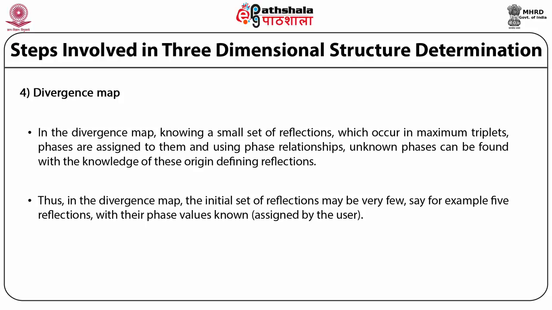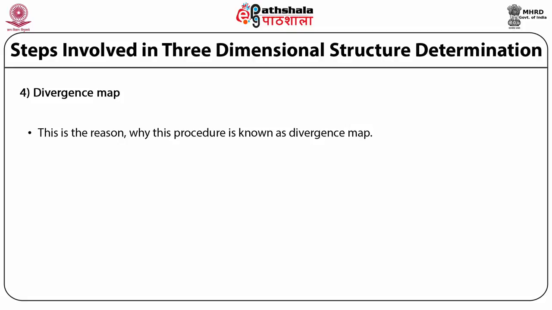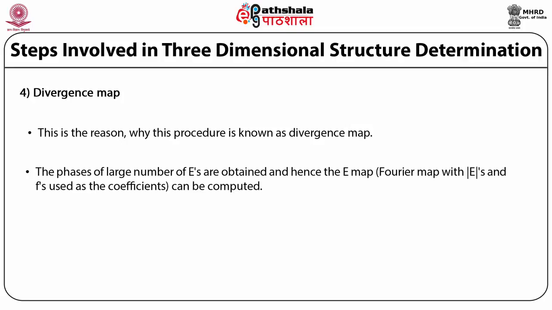This should be slowly expanded as more and more new reflections are phased. This is the reason why this procedure is known as divergence map. The phases of a large number of E's are obtained, and hence the E map, or the Fourier map with modulus E's and phi's as coefficients, can be computed.